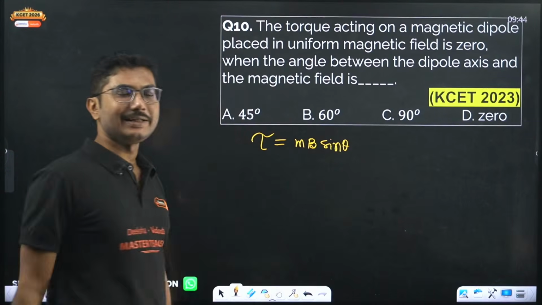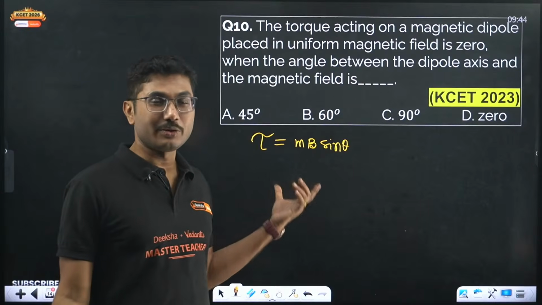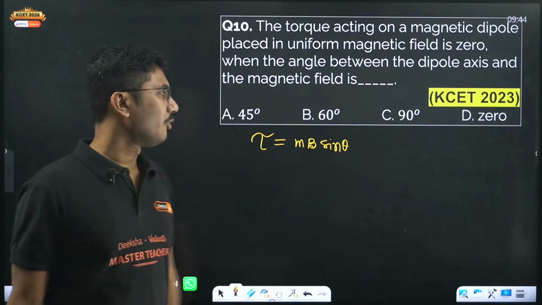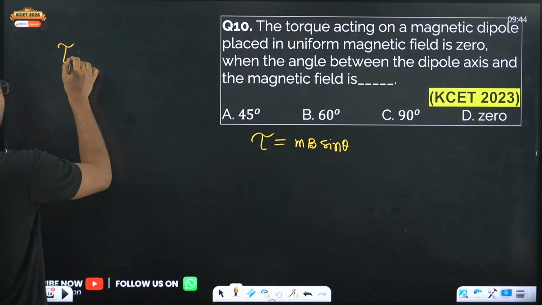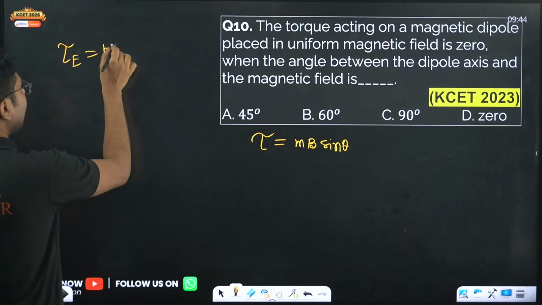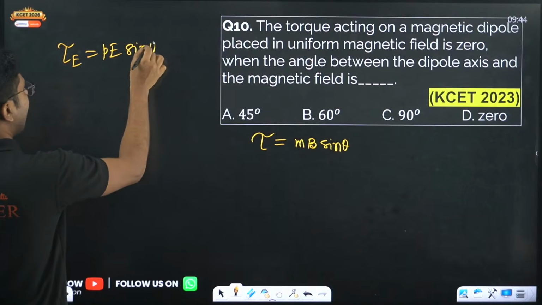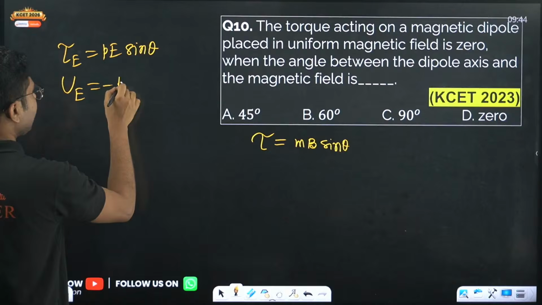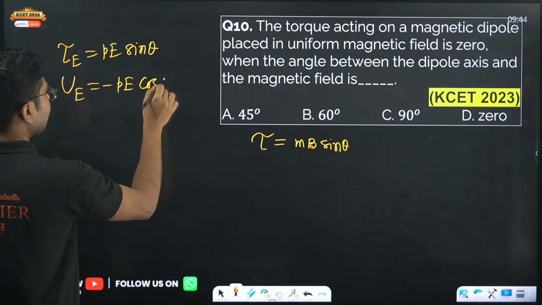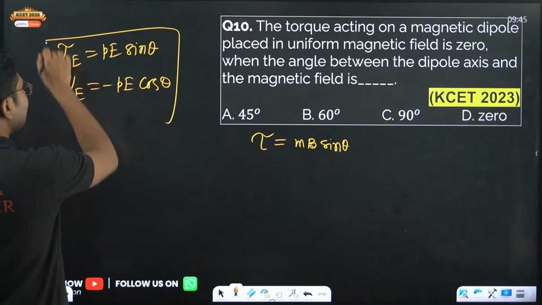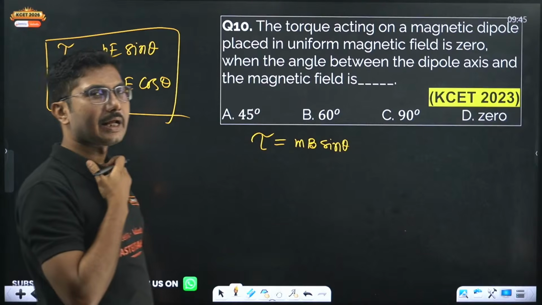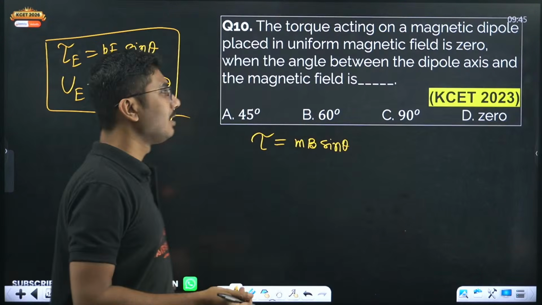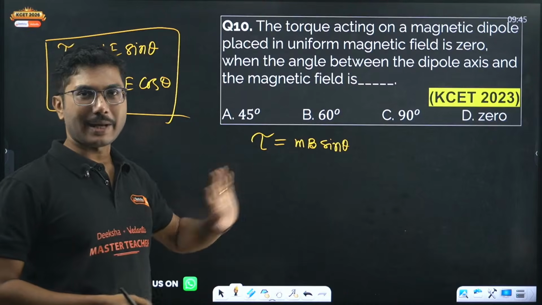Torque is always sin theta. Magnetic energy stored, or potential energy of the system, is always cos theta, and that is minus. So for electric field, for the context, it is PE sin theta, and the energy stored or potential energy of the system is minus PE cos theta, and this formula remains the same for magnetic field as well. As long as you remember, you only need to change the dipole moment and electric field with magnetic moment and magnetic field.